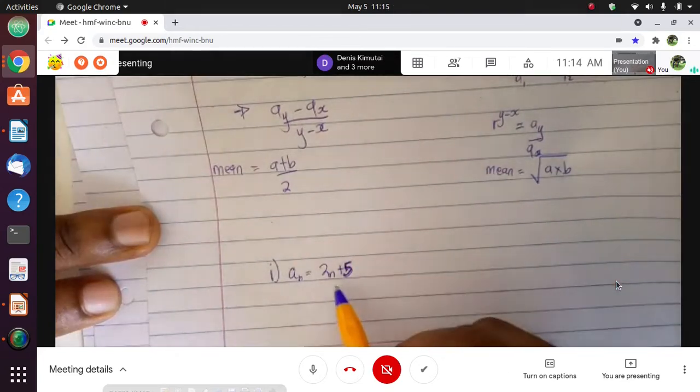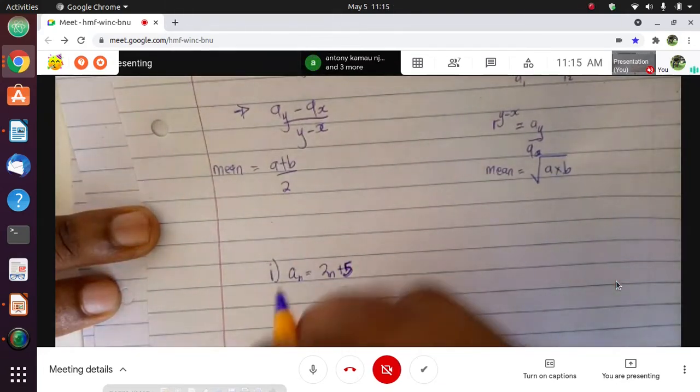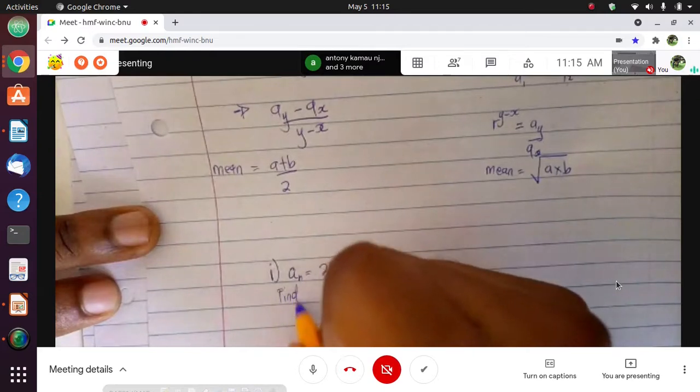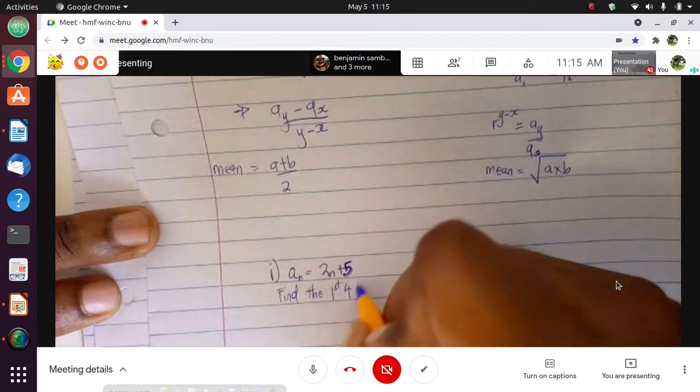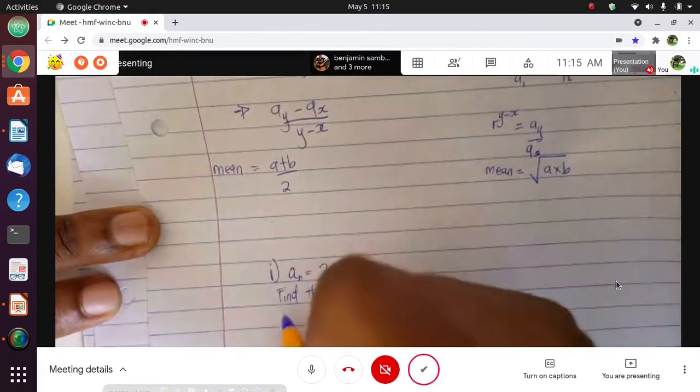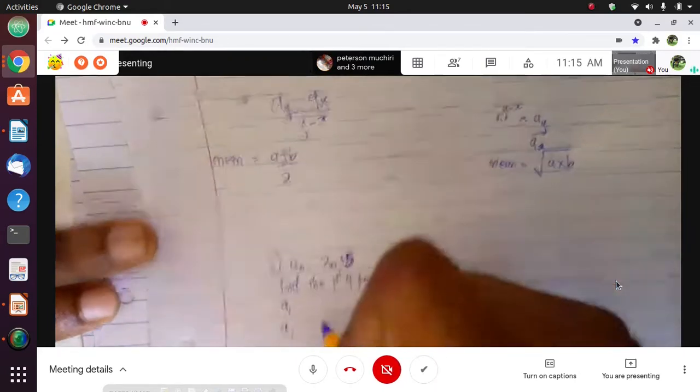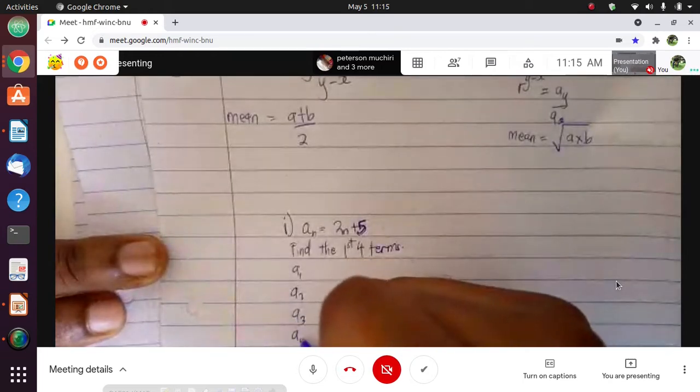AN is equal to 2n plus 5. And you're told to find the first 4 terms. So we want to find A1, A2, A3, and A4.